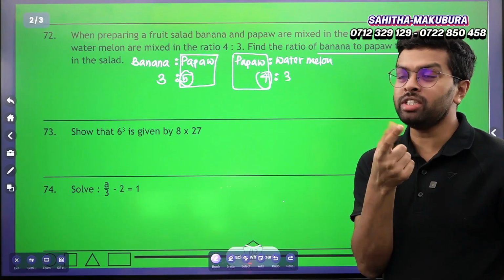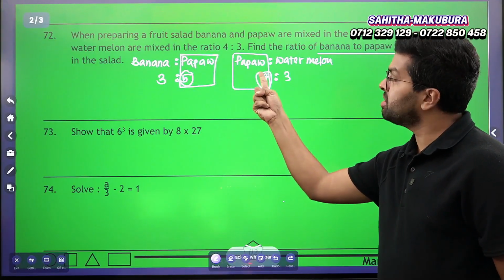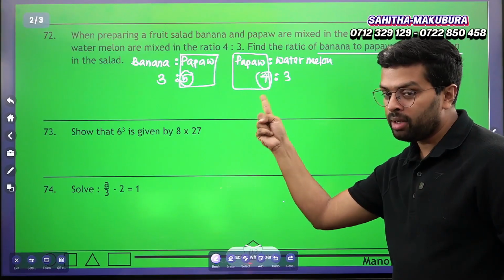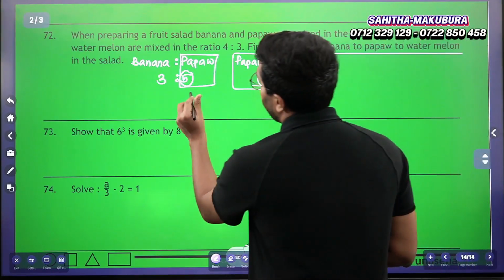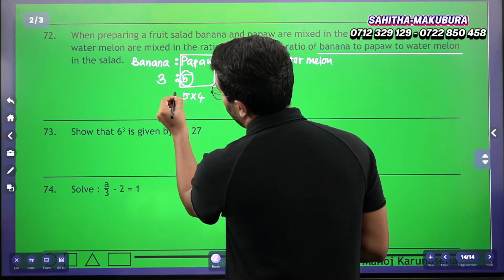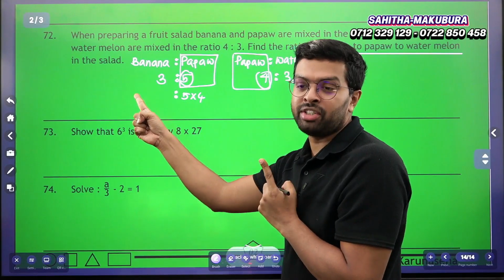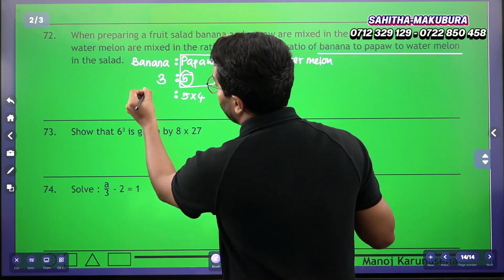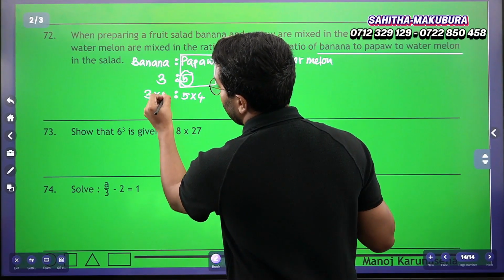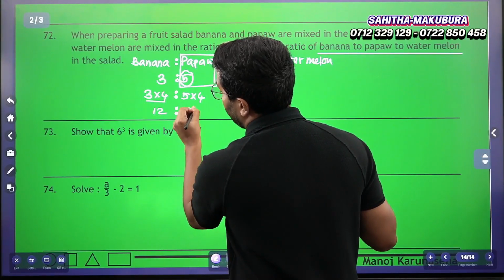Least common multiple of 4 and 5 is 20. What I'm going to do is convert this number 5 into 20, and I'm going to convert this number 4 also into 20. Let me multiply this number 5 by 4. 5 times 4 is 20. So I have to do the same thing to this term as well. Equivalent ratios. So let's multiply 3 also by 4. 3 times 4 is 12. 5 times 4 is 20.